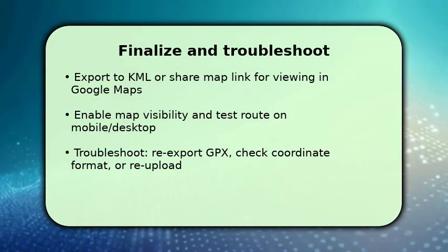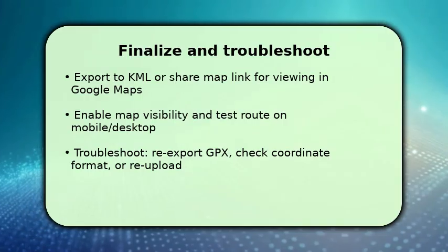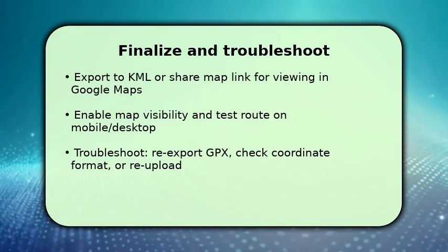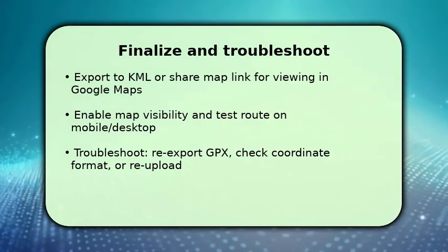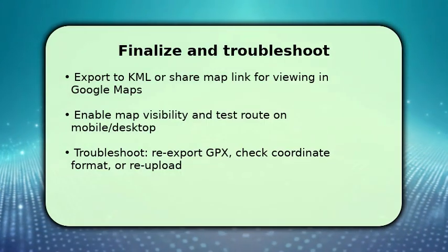If something goes wrong, re-export the original GPX from your source. Verify coordinate formats, decimal degrees versus degrees/minutes/seconds, and re-upload. That usually fixes misaligned tracks. Finally, make small edits in My Maps and reshare to update.